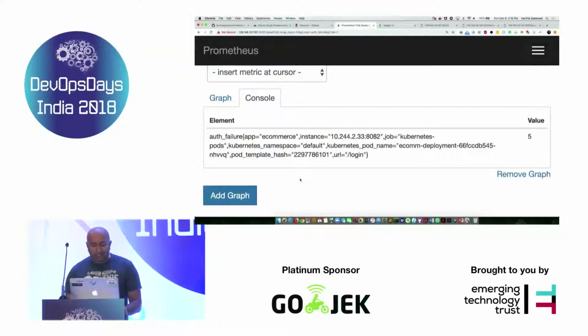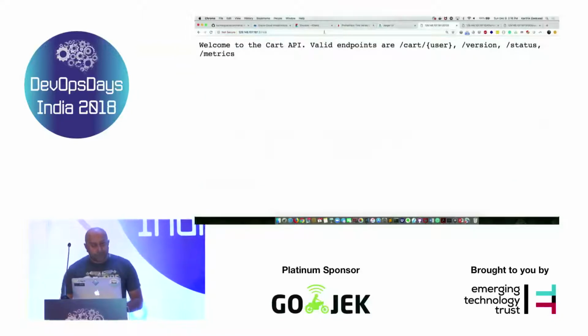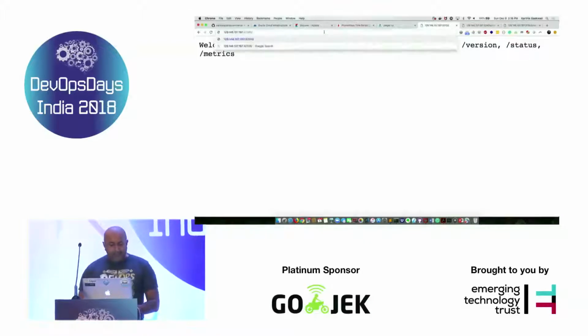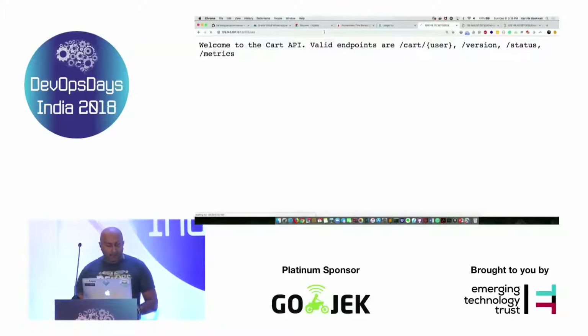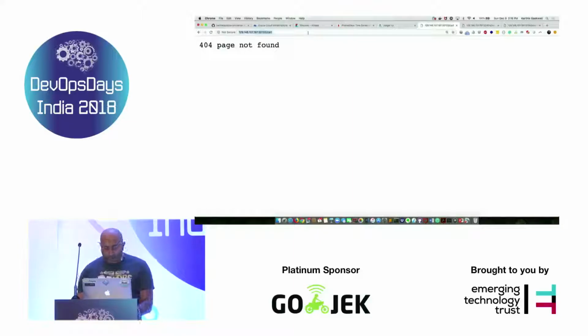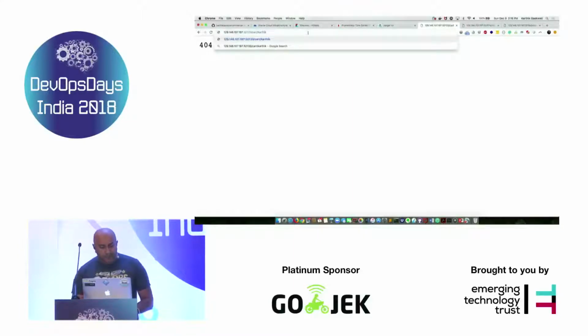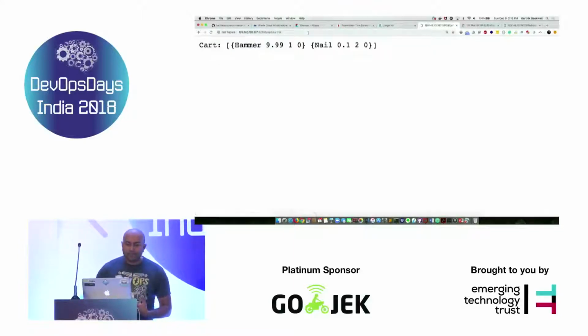Now what about the third piece, which is telemetry? Is the telemetry portion actually working? So for that, on the cart side, we have a cart API. So I can go to cart, and then I think if I do KARTHIK, it will return some data.